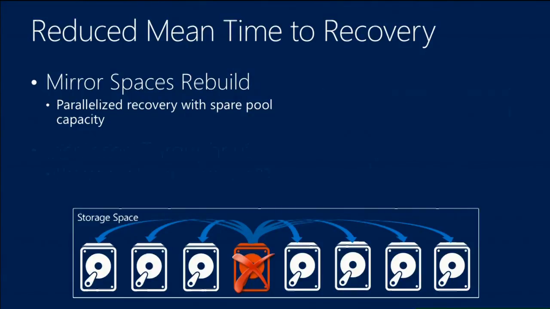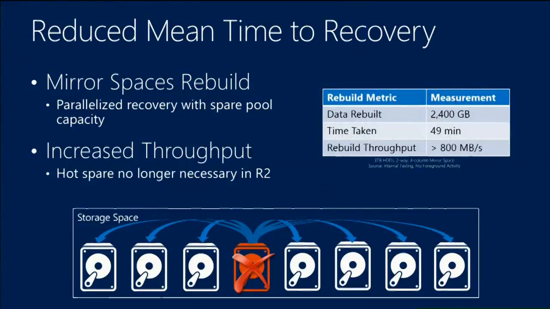And because we use the spare capacity on the physical disks in my pool, my rebuild times are dramatically improved. We have a test here internally where we have 8 3-terabyte nearline SAS drives, and we create a mirror. We simulated a failure of one of these drives. So I basically had 2.4 terabytes of data to rebuild in my mirror space here. We're able to rebuild this 2.4 terabytes of data in 50 minutes at a throughput of 800 megabytes per second.